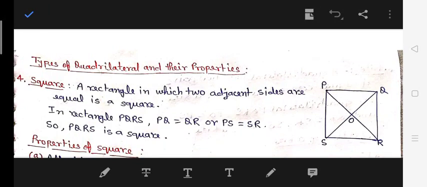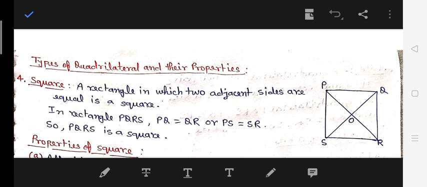Welcome once again students. Here I am going to explain the rest of the quadrilaterals and their properties. In the previous video I had discussed the parallelogram, rhombus and rectangle. I had given the definition as well as their properties. So here I am going to explain the fourth one, that is the square.